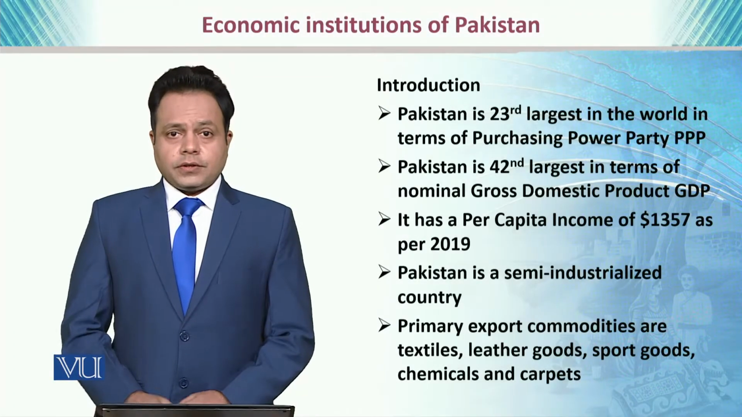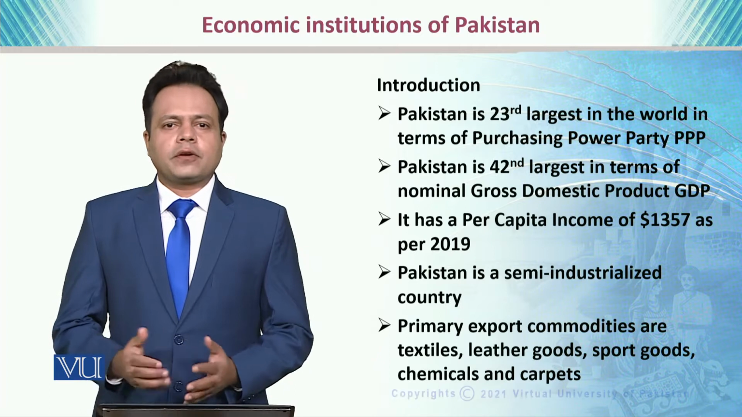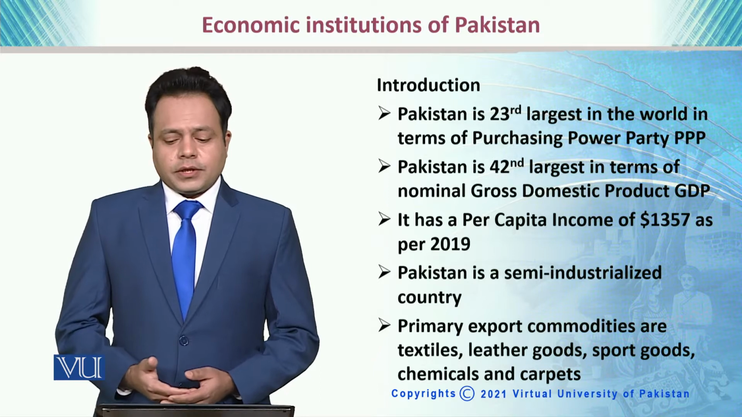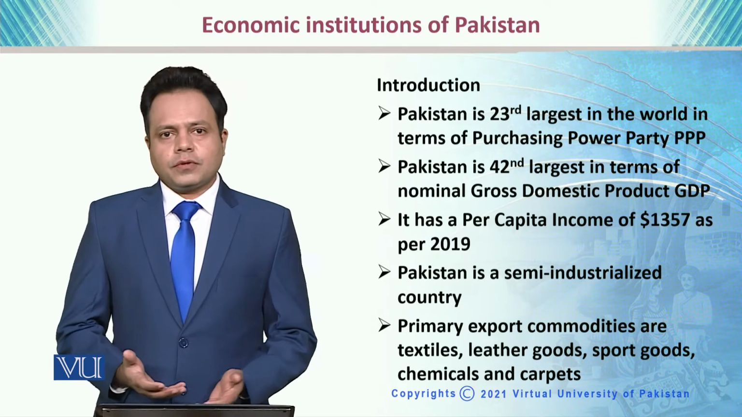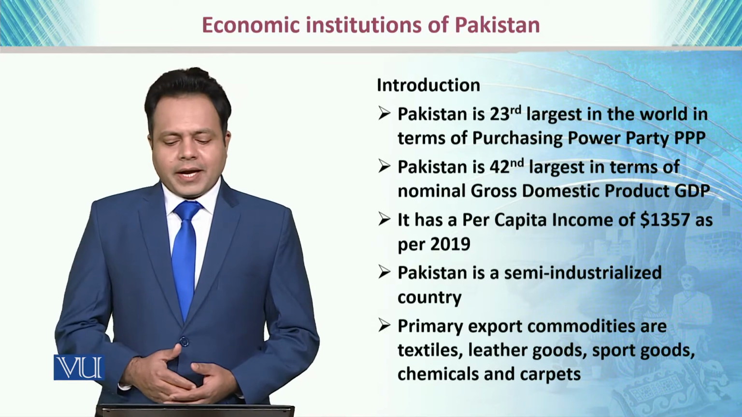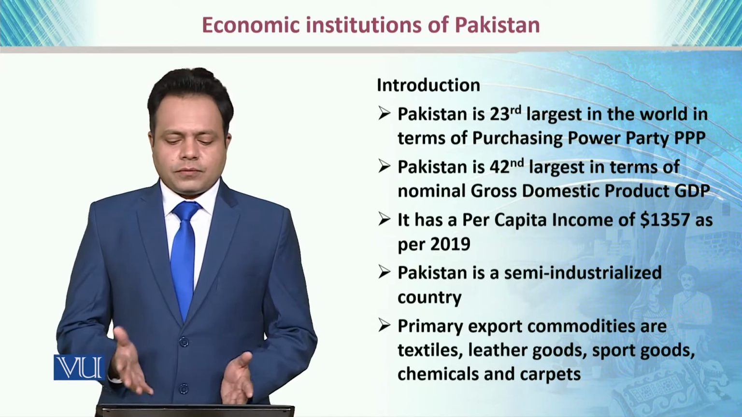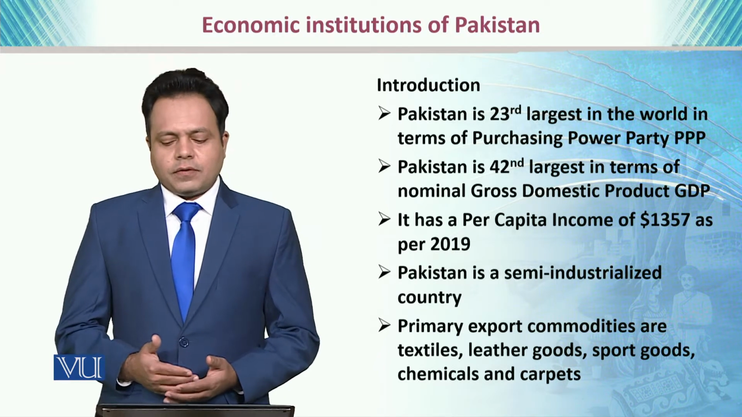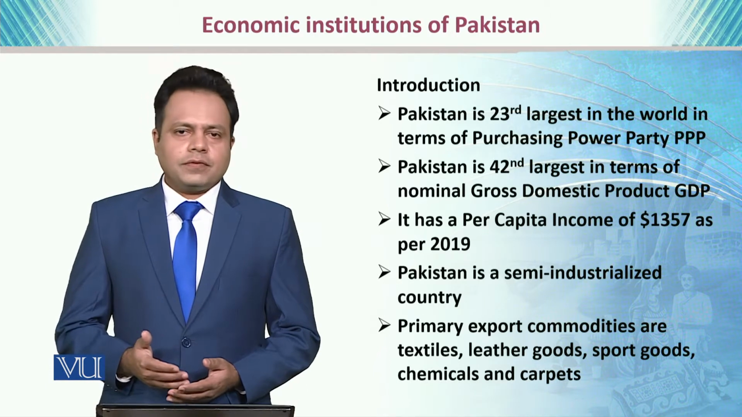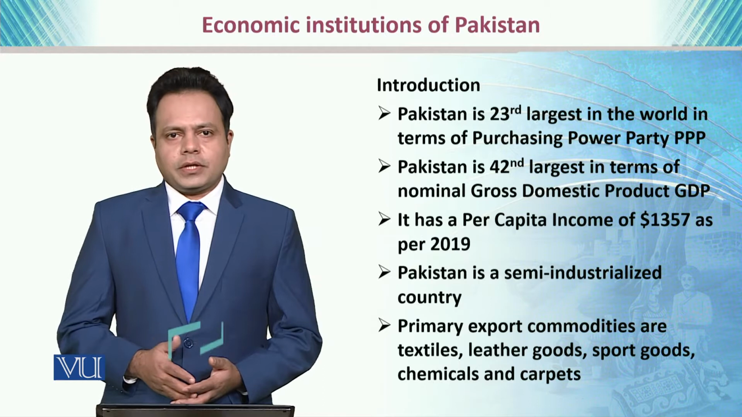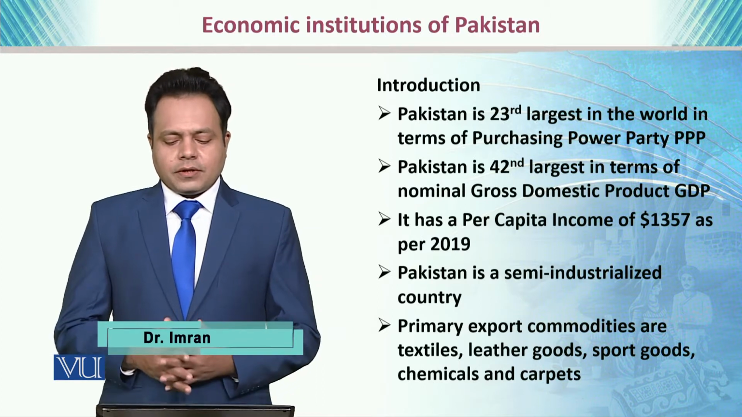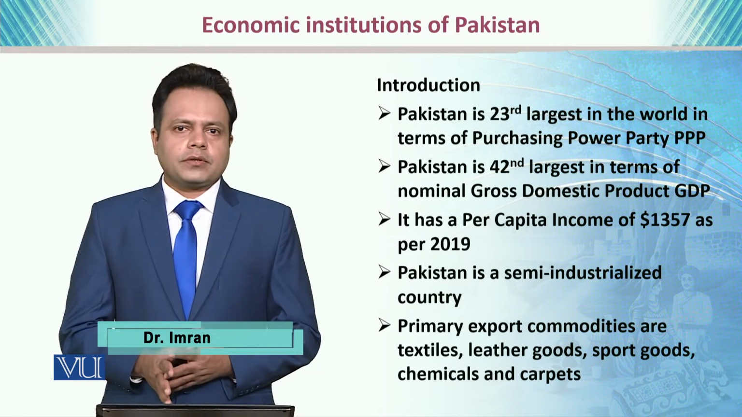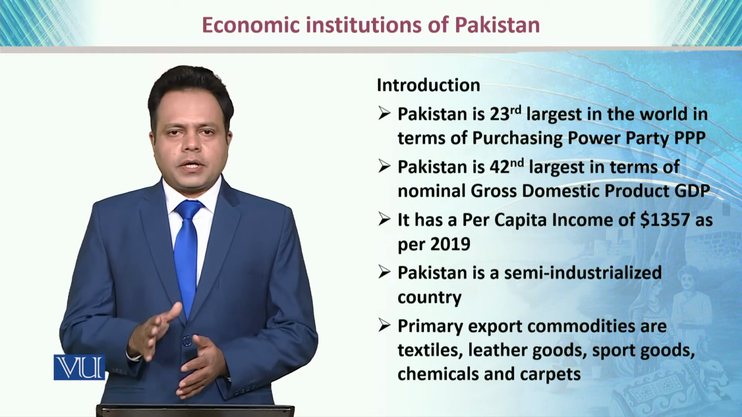Dear students, in this module, we are going to talk about the economic institutions of Pakistan. Pakistan is the 23rd largest economy in the world in terms of purchasing power parity and 42nd largest in terms of gross domestic product. It has a per capita income of $1,057 as per 2019. It has a semi-industrialized aspect, which is predominant in the overall economic participation.